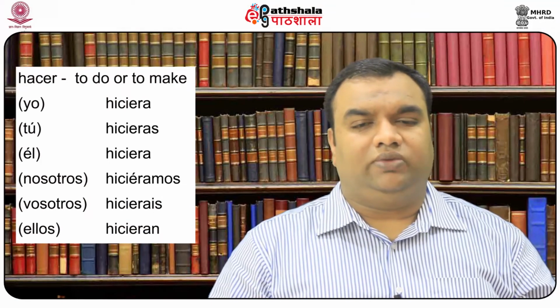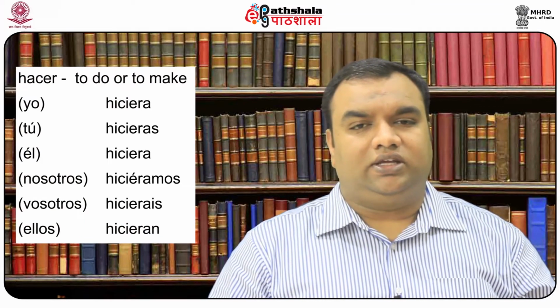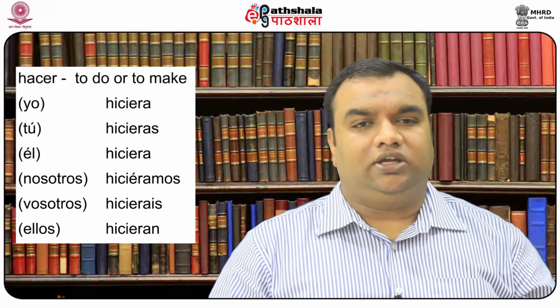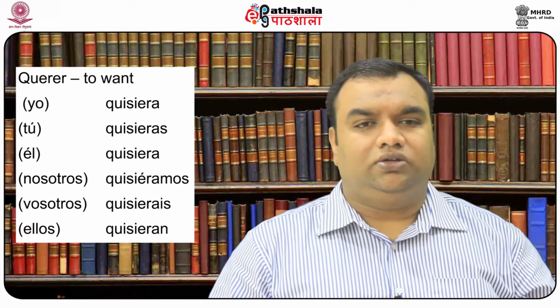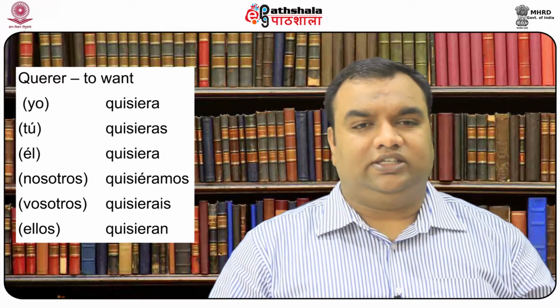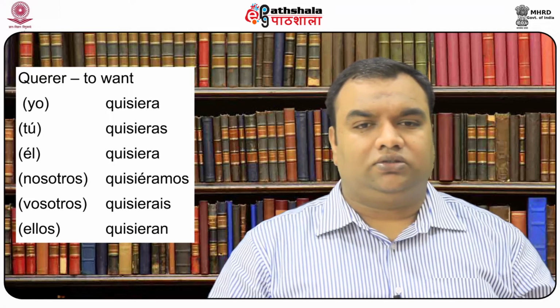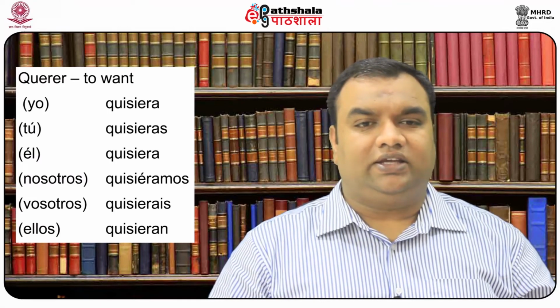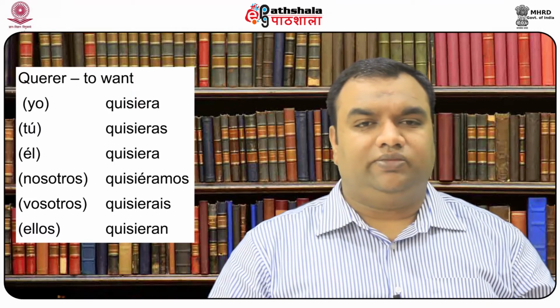Hacer means to do or to make and is irregular in the preterite. The corresponding third person plural conjugation is hicieron. So, in the imperfect subjunctive, the conjugations are yo hiciera, tú hicieras, él, ella, usted hiciera, nosotros hiciéramos, vosotros hicierais, ellos, ellas, ustedes hicieran.